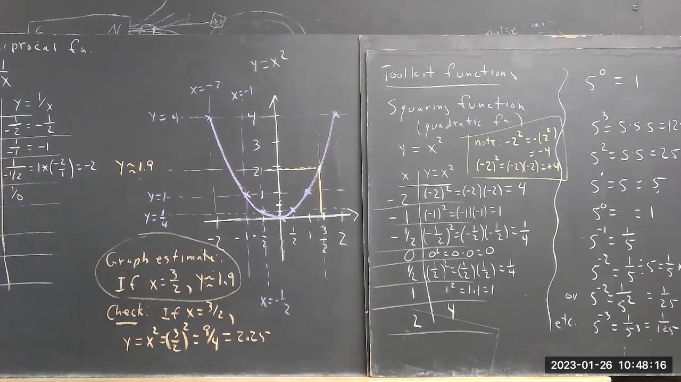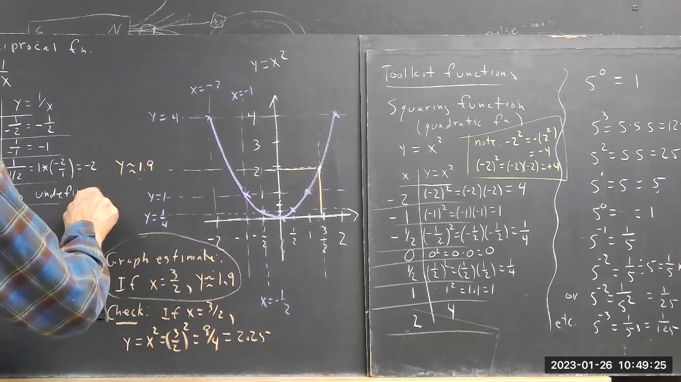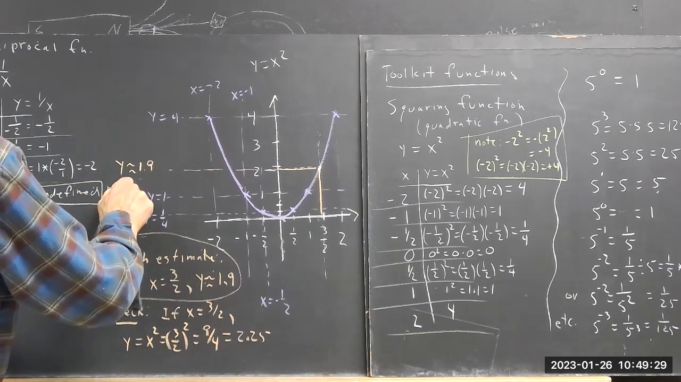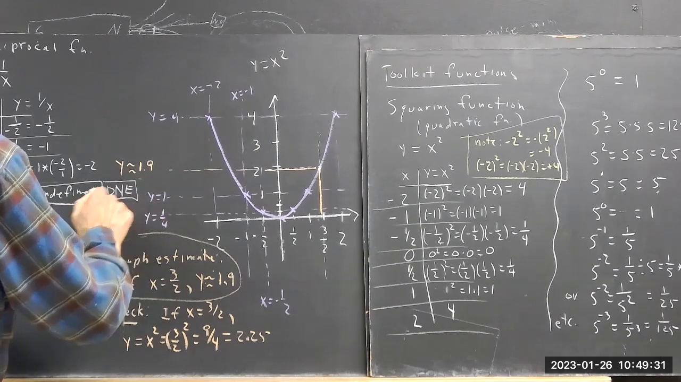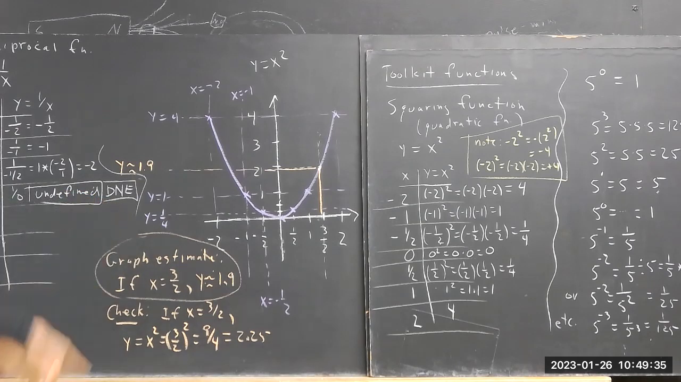1/0. Somebody want to tell me what 1/0 is? Okay, so we can't divide by 0. It's undefined. If you have that calculation in open math, does not exist, DNE. They're probably going to say that.